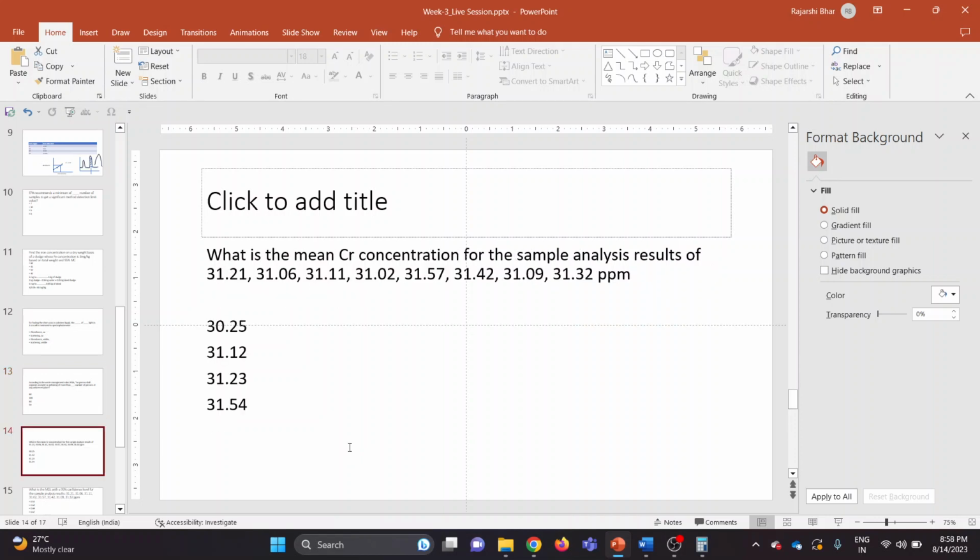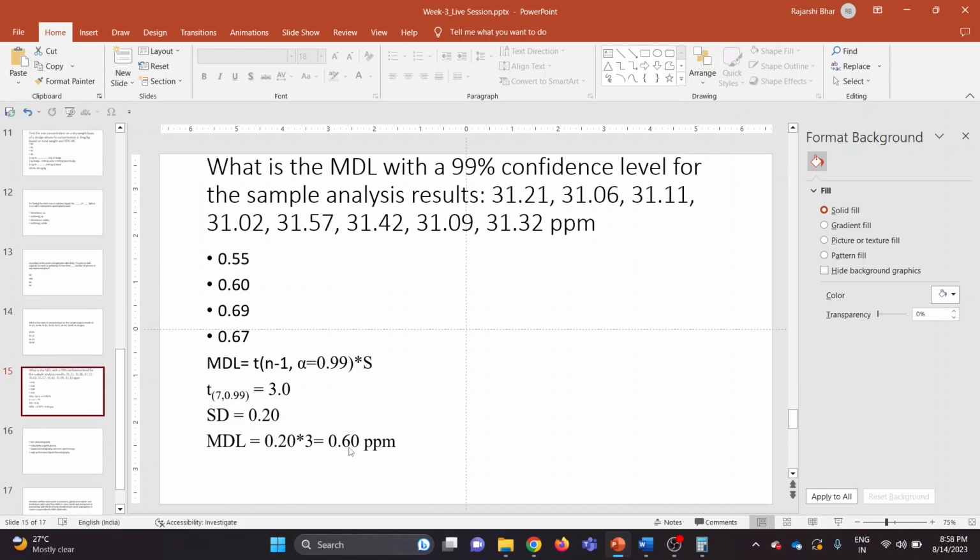The next was very simple. You were given various readings in ppm, and you had to determine the mean concentration of chromium. Very simple. This was followed by method detection limit, a very important question, in which a 99% confidence interval has been provided.